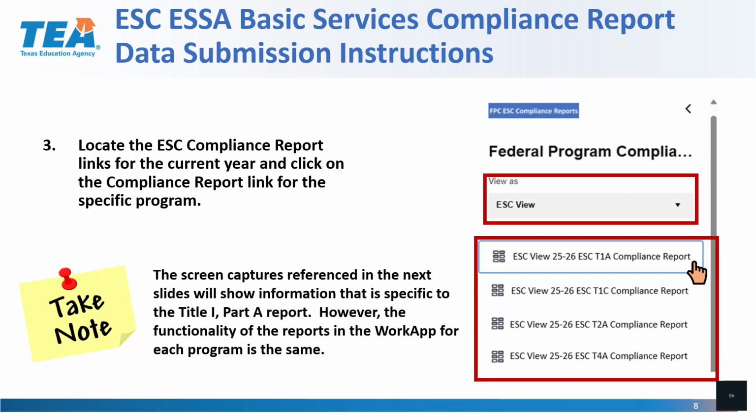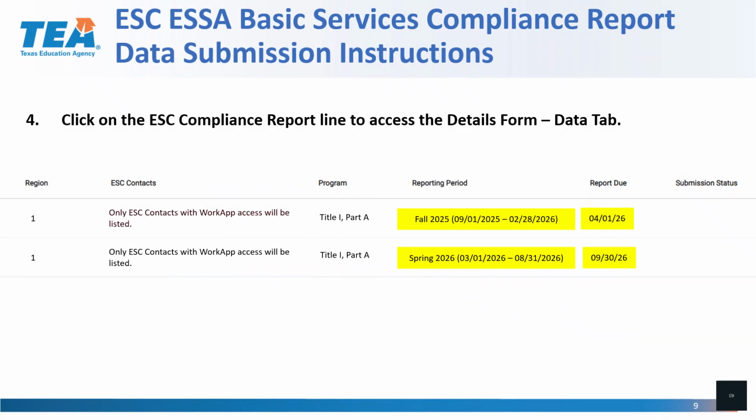Please note that the screen captures referenced in the next slides will show information that is specific to the Title I Part A report. However, the functionality of all of the report links in the WorkApp for each program is the same. Once you click on the applicable report, you will see two lines that allow you to access the data submission forms for the fall and the spring reports.